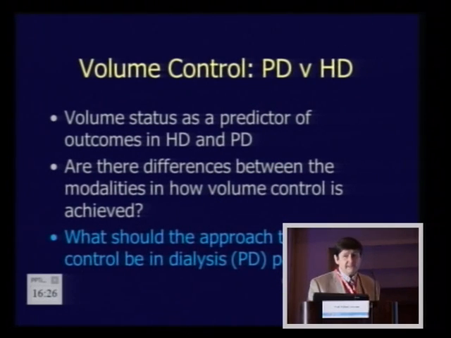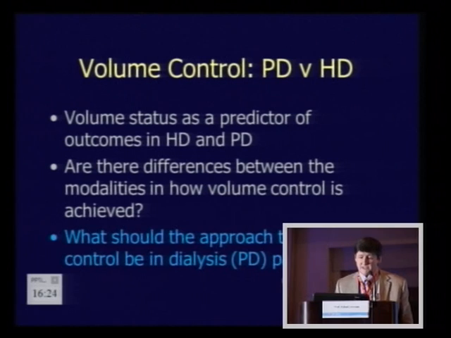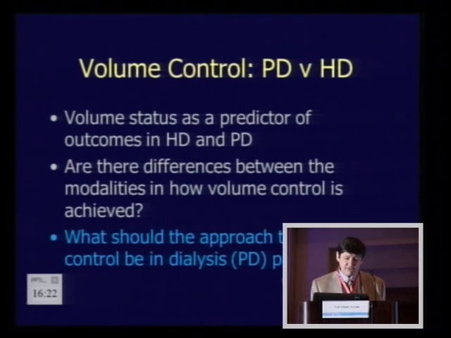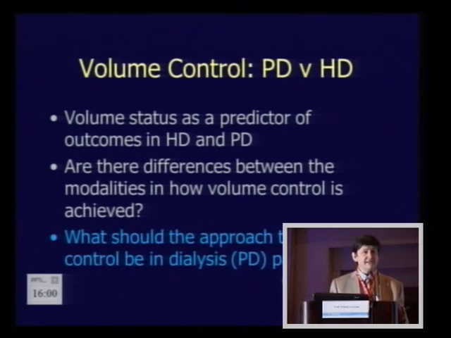So that really takes me neatly on to the very last part of my talk, which is what I want to do is to discuss with you how we should approach volume control in PD patients. What is it that we need to help us manage those patients to try and get that balance, if you like, between residual renal function and volume control better. And to address that problem, we've been looking at bioimpedance as a potential tool for doing that. We know that bioimpedance is a fantastic predictor of survival.